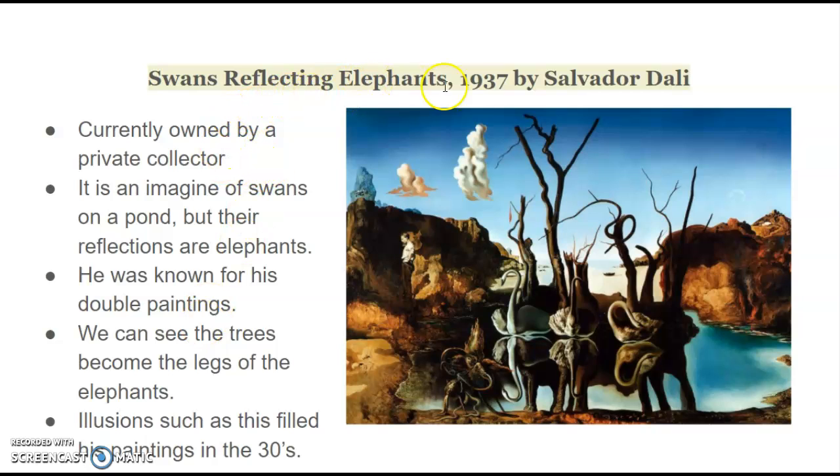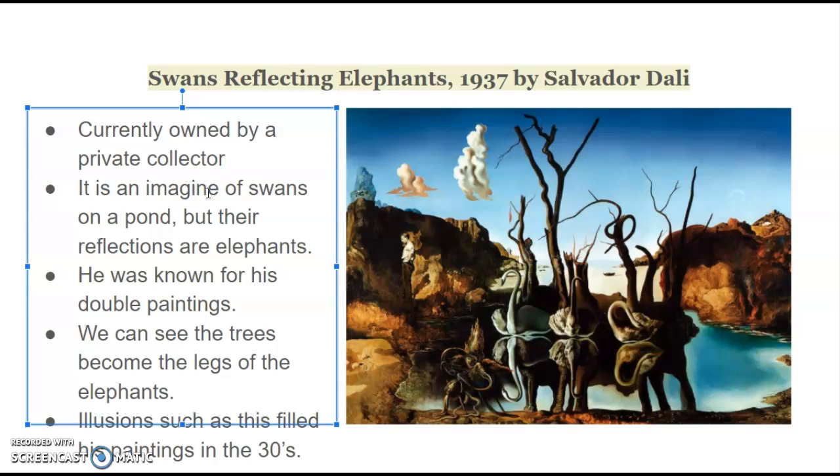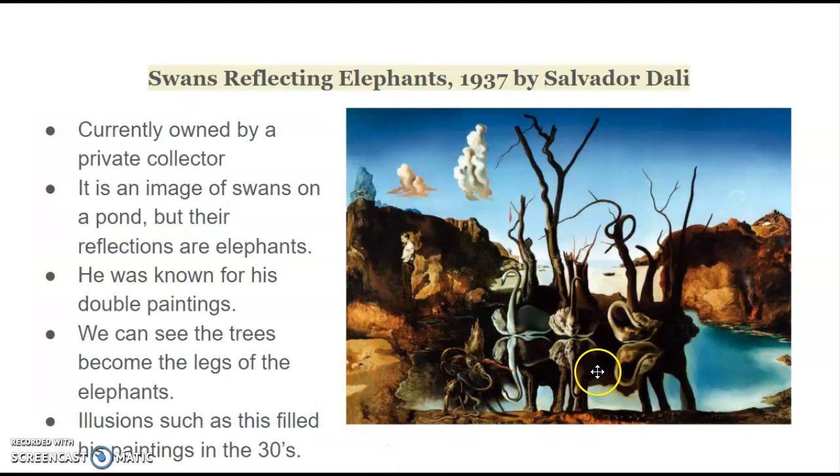This is Swans Reflecting Elephants in 1937. It's currently owned by a private collector. It's an image, excuse my spelling here, of swans on a pond, but their reflections, as you can see here, are all elephants. He was kind of known for his double paintings. Things like this kind of filled his paintings in the 30s. He did many of these, actually. The trees become the legs of the elephants. If you can see the reflection of the tree becoming a leg of an elephant, it's basically a double image.